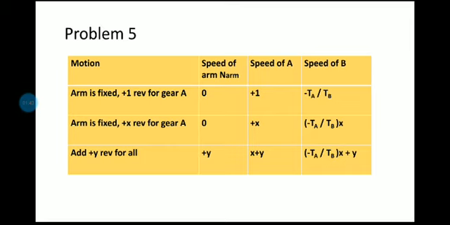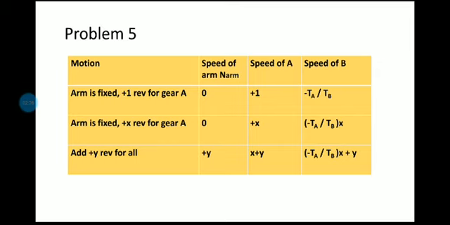Here first column is for motion, second column is for speed of arm. Okay, there will be an arm or carrier in each of your gear train. So the speed of that arm should be your second column. Third column speed of A, fourth column speed of B. If there are 5 more gears, imagine there are 5 more gears, C, D, E, F, G, then you have to add 5 more columns for speed of C, speed of D, up to speed of G. Now in all cases, number of rows will be same and the content will also be same.